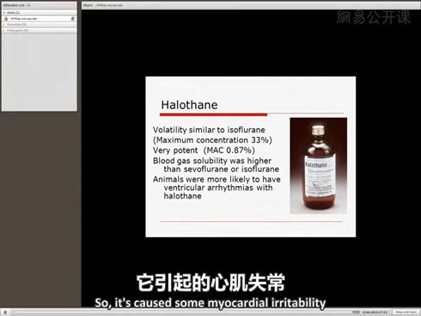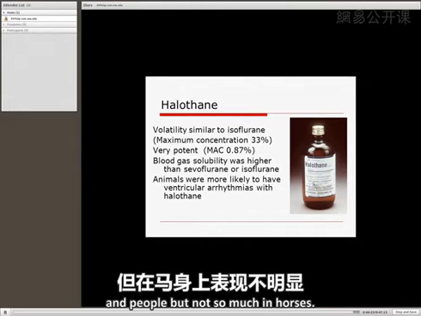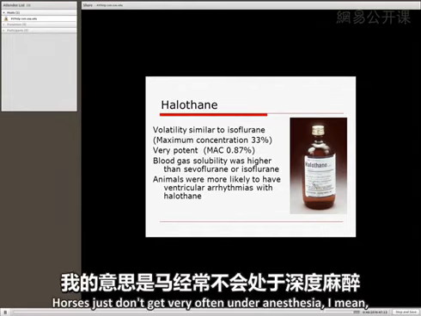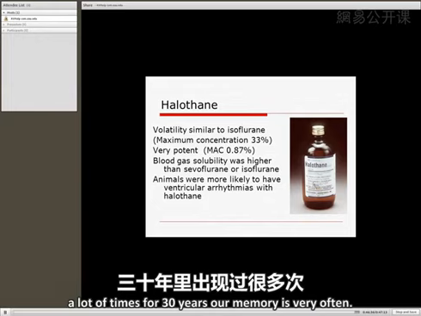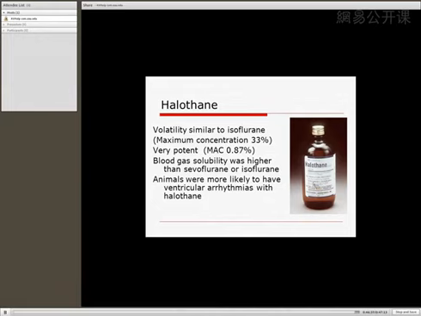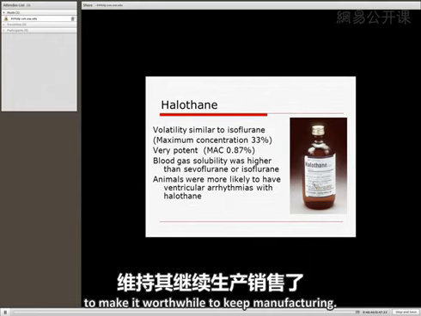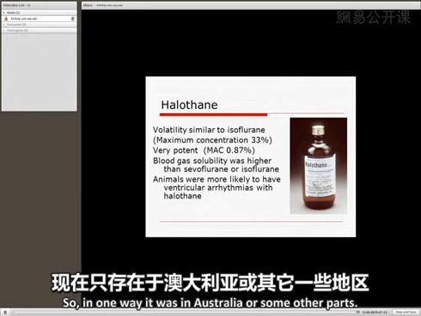So it caused some myocardial irritability, which is a factor in dogs and cats and people, but not so much in horses. Worked really well in horses. Horses just don't get ventricular arrhythmias very often under anesthesia. I mean, 12 times in 30 years, something along that range, isn't very often. Halothane, because it lost its use in small animal practice, there wasn't enough of it sold to make it worthwhile to keep manufacturing, so it went away unless, again, you're in Australia or some other parts of Asia.